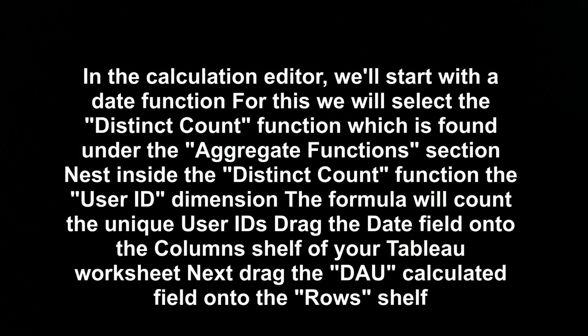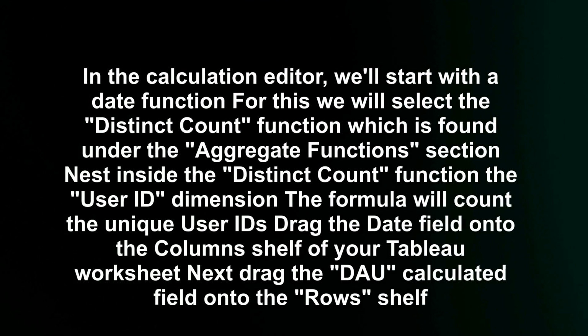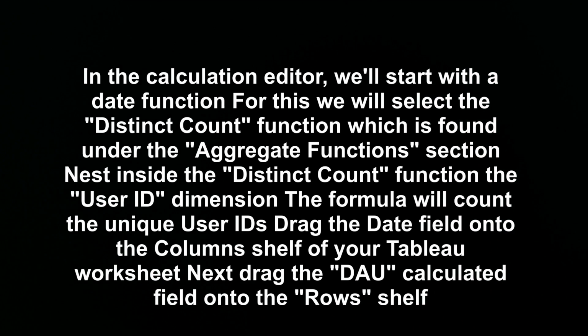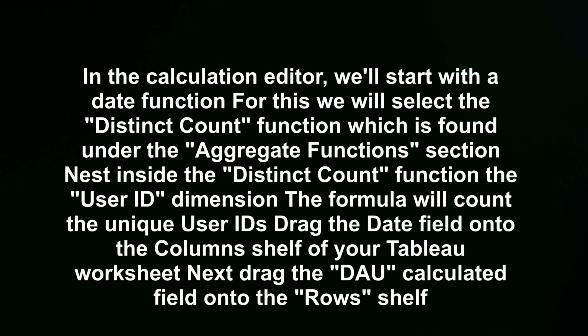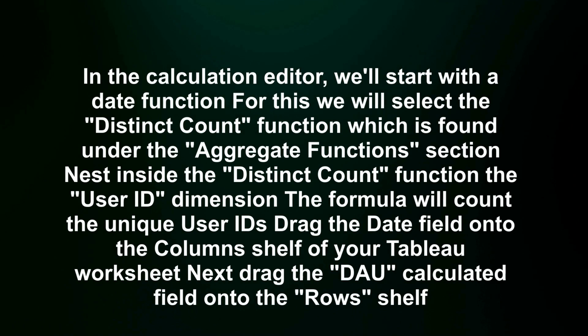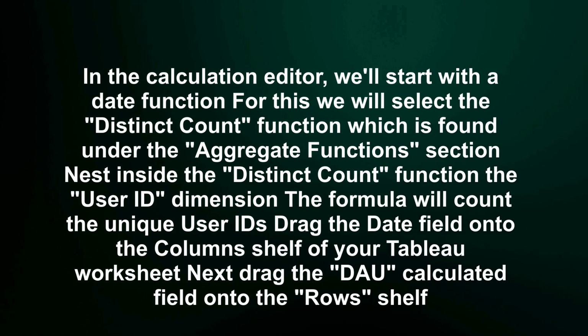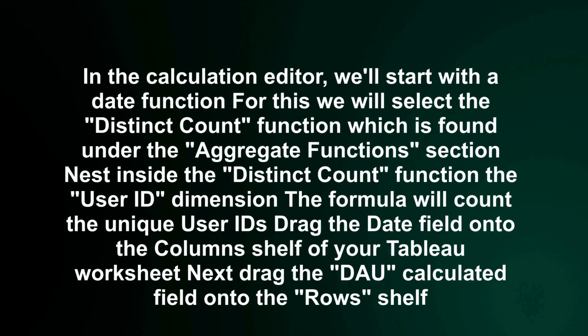In the calculation editor, we'll start with the date function. For this we will select the distinct count function, which is found under the aggregate functions section. Nest inside the distinct count function the user ID dimension. The formula will count the unique user ID.